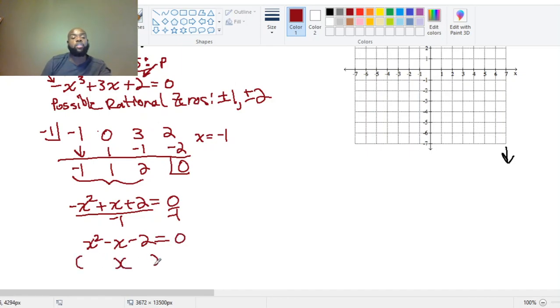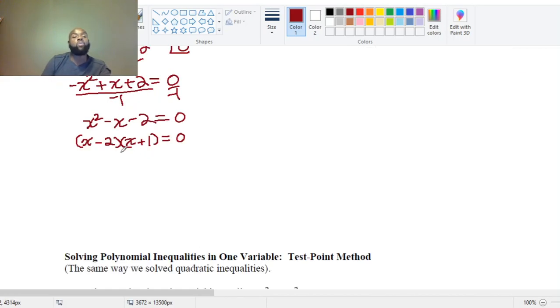Oh, I can factor this. I divided both sides by -1 because I don't like having a negative leading coefficient. And I find two numbers that multiply to give me -2 but add up to -1. -2 and +1 work. So let's set them both equal to 0 to find our other solutions. And so I get x equals 2 and x equals -1.